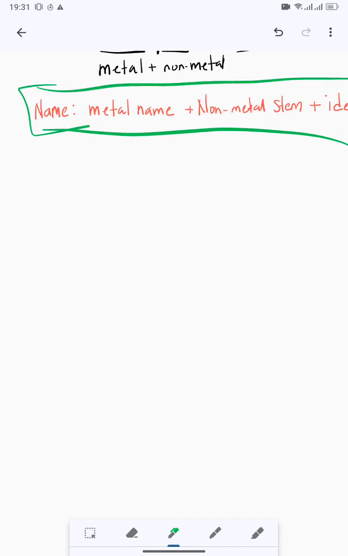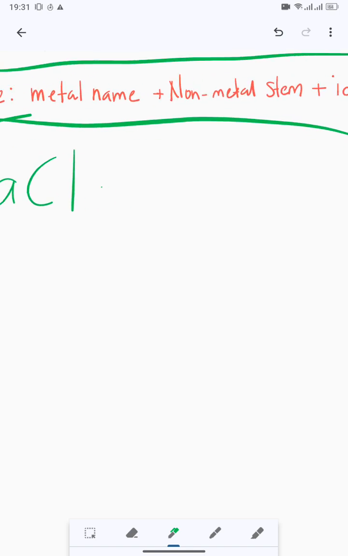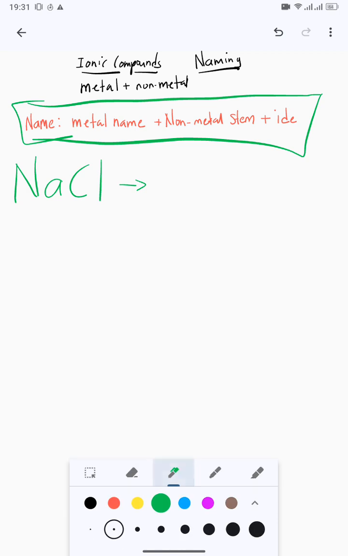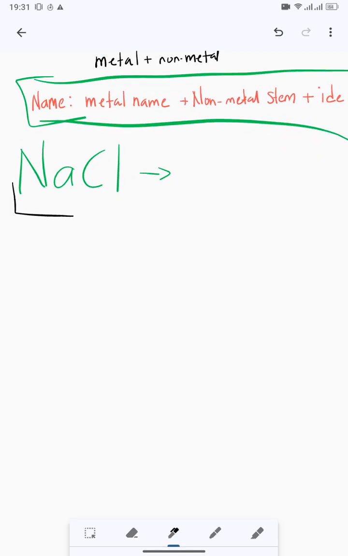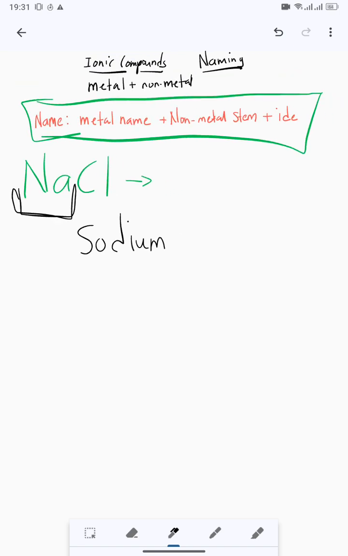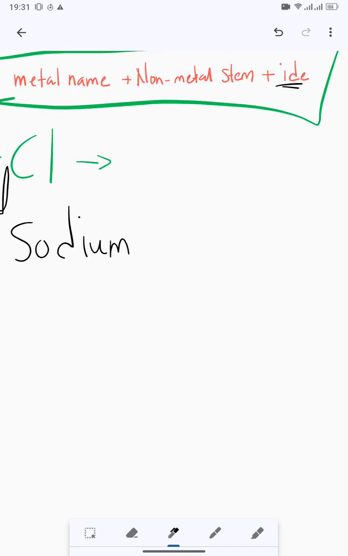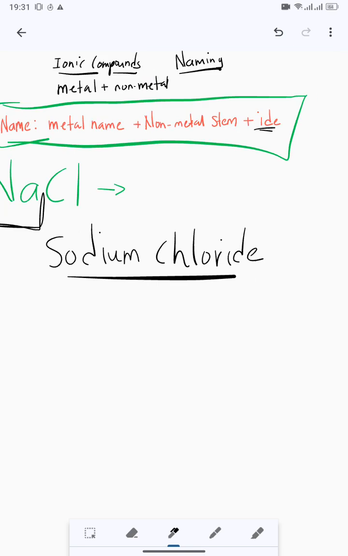For example, the common one. How will you name this one? We're going to start with the name of the metal. And what is the metal here? Our metal in this compound is sodium, right? So we're going to write sodium. And then we need to write the non-metal stem, which is chlor. Since it's chlorine, we add -ide, so it's sodium chloride. I hope everybody knows this one. So I want to move quickly.